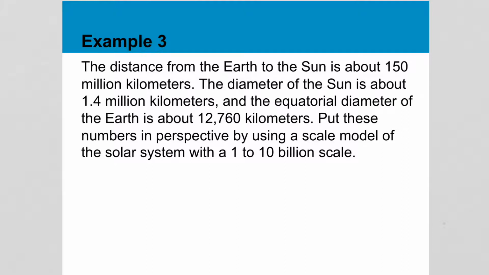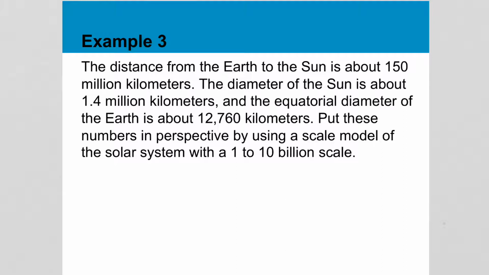Okay, kind of a long example, but interesting anyway. The distance from the Earth to the Sun is about 150 million kilometers. The diameter of the Sun is about 1.4 million kilometers. And the equatorial diameter of the Earth is about 12,760 kilometers. Put these numbers in perspective by using a scale model of the solar system with a 1 to 10 billion scale.